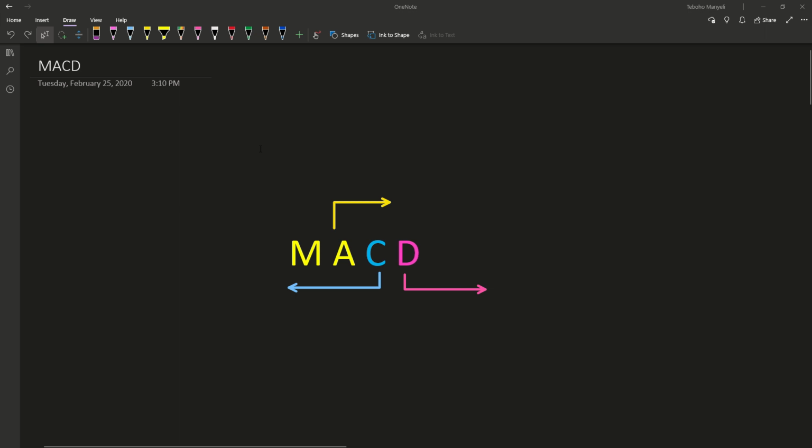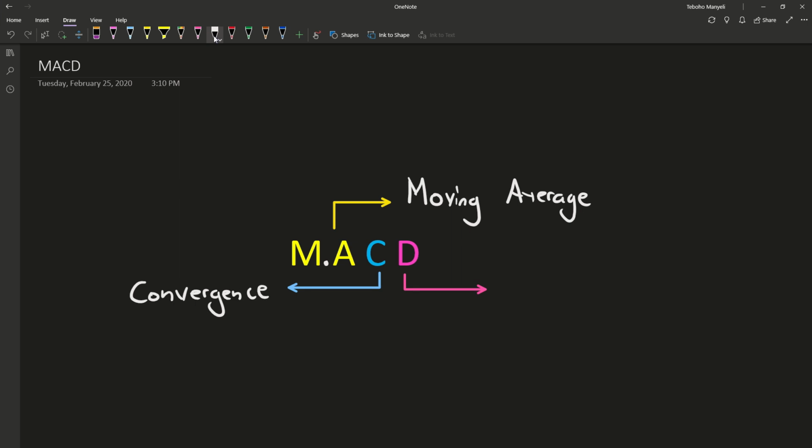MACD. This is yet another indicator that I believe is worth your time. Let's discuss what the MACD is all about. The first two letters, MA, stand for moving average. And the C then stands for convergence. And the D stands for divergence.